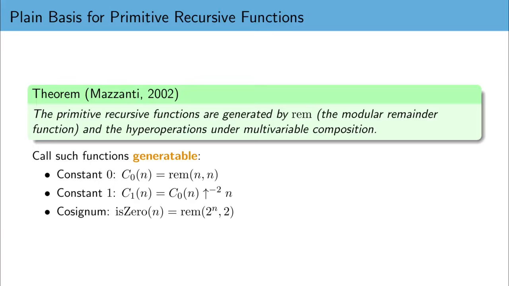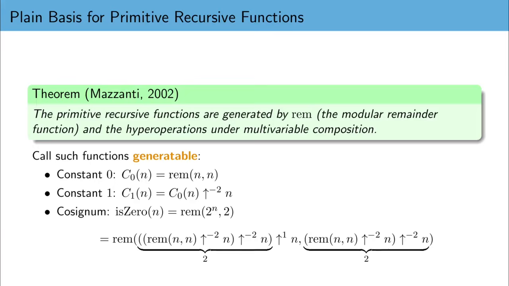We can also define the is0 function, sometimes called negation or cosignum, that returns 1 if the input is 0, and 0 if the input is positive. This is just the remainder when 2 to the n is divided by 2, right? If n is 0, this remainder is 1, and if n is larger than 0, this remainder is 0. Now, I'm just writing 2 here, but of course, if you wanted to, you could write it as the constant 2 function, which is just the successor of the remainder when n is divided by n.